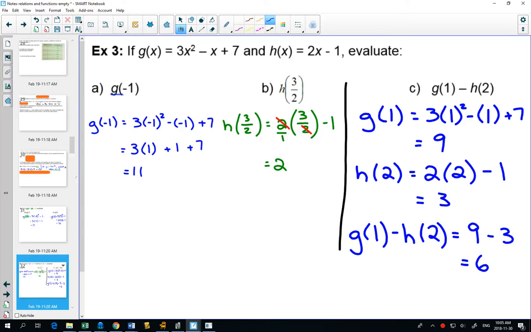This is nice to do separately that way, and this is how you would show your work neatly and clearly. What did I do? First, I figured out g of 1 and found out that was 9. Then I figured out h of 2 and found out that's 3. And finally, I subtracted them.